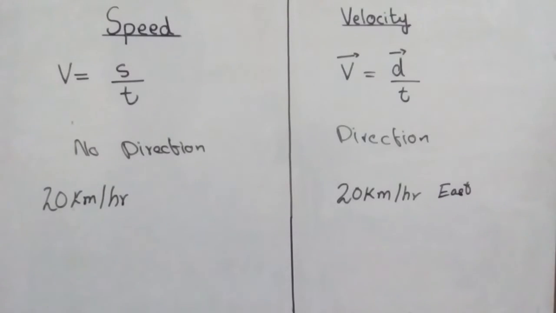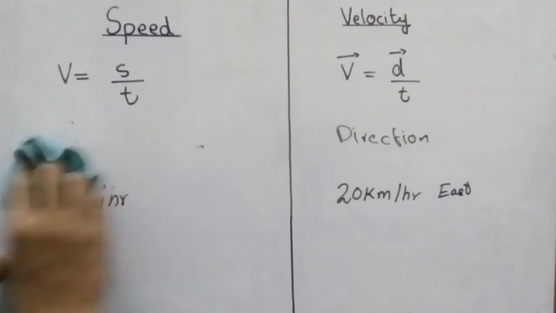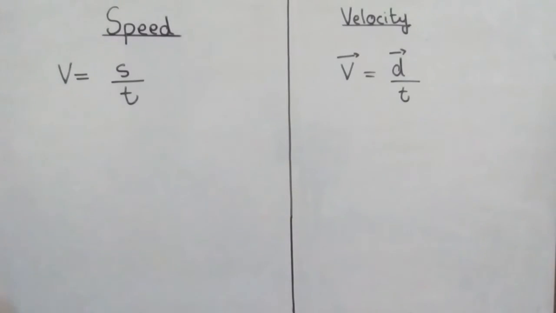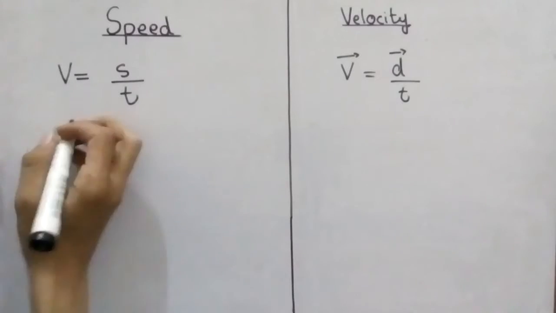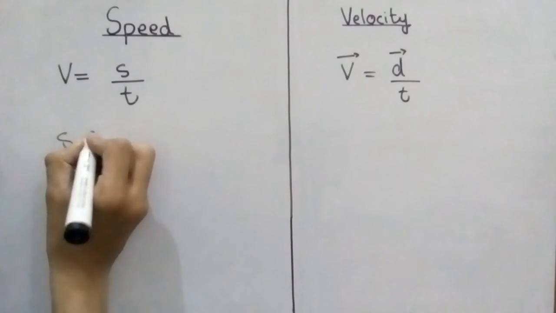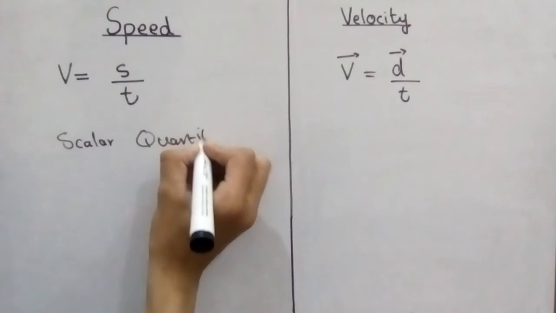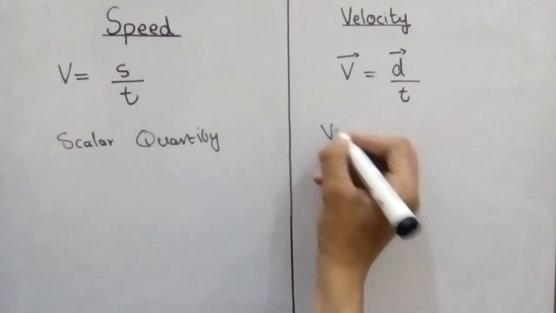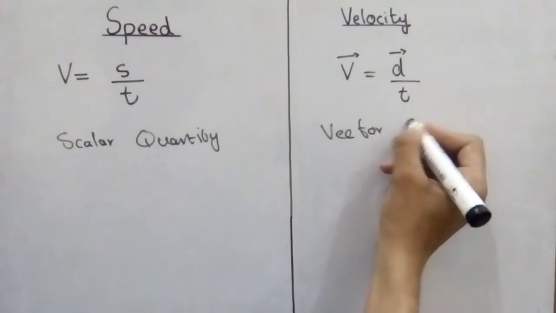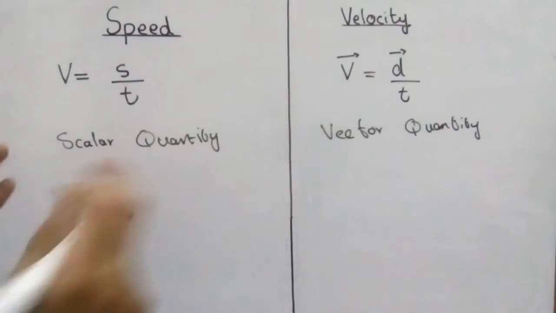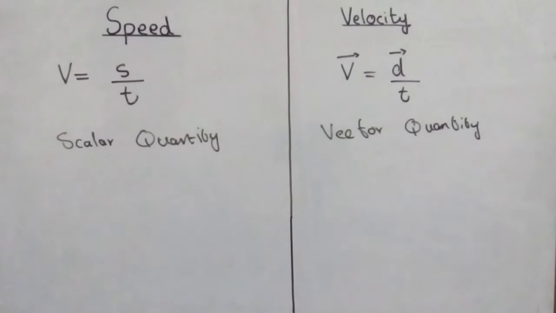So from here we can argue that speed is a scalar quantity and velocity is a vector quantity, as speed has no direction and velocity has a direction.